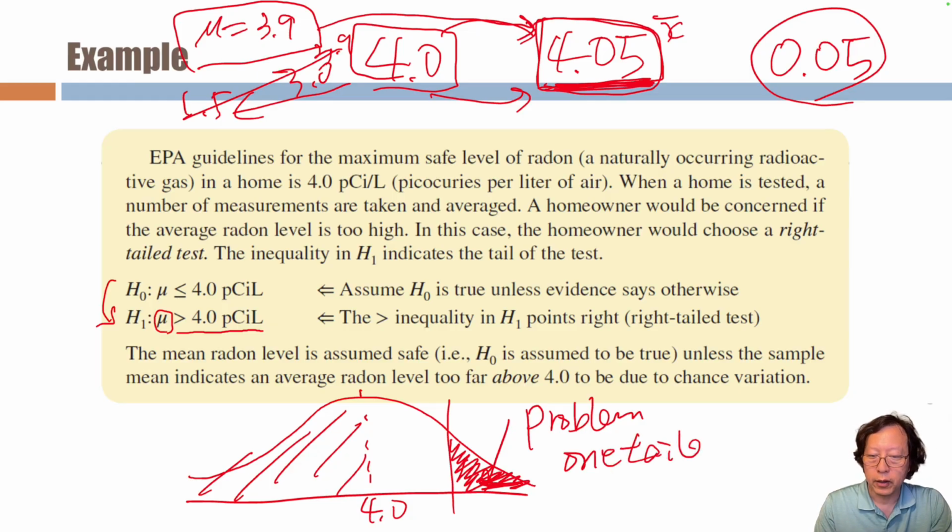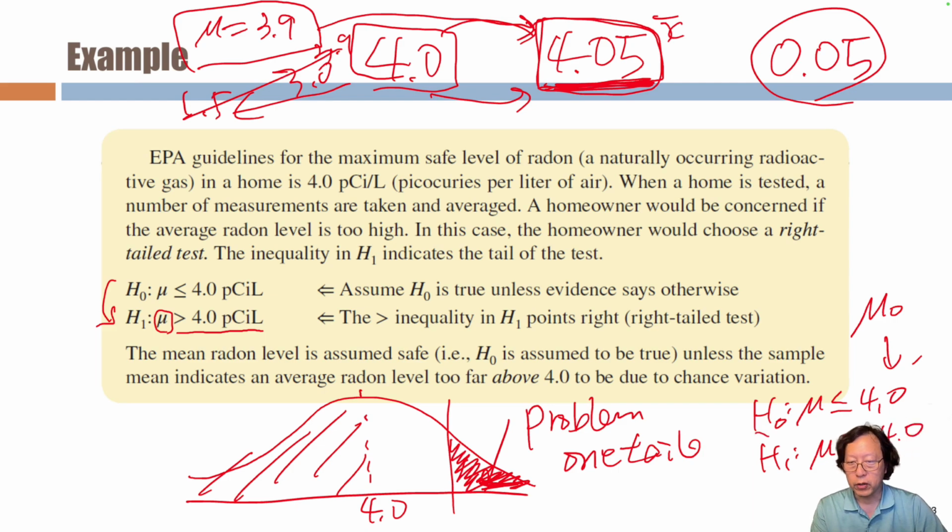And then the null hypothesis will be that mu is smaller than or the same as 4.0. Here the 4.0 is mu naught, right? And then the alternative hypothesis is that mu is greater than 4.0. So we are trying to reject the null hypothesis, and then either we succeed or we fail. So that's how you decide the null hypothesis and the alternative hypothesis.